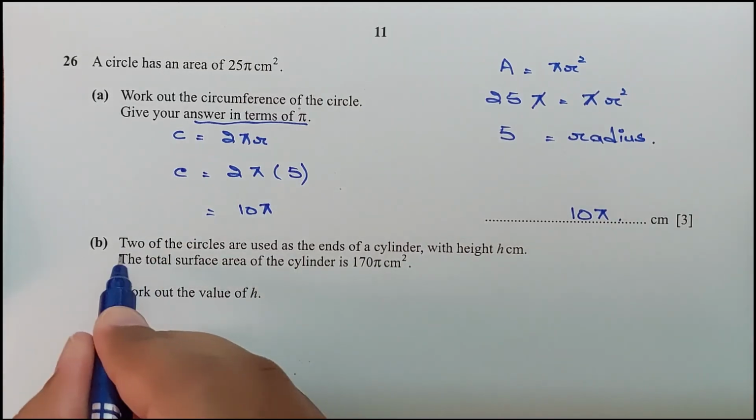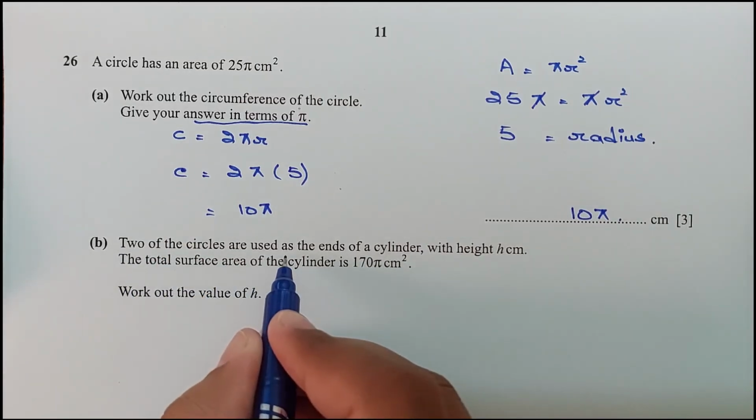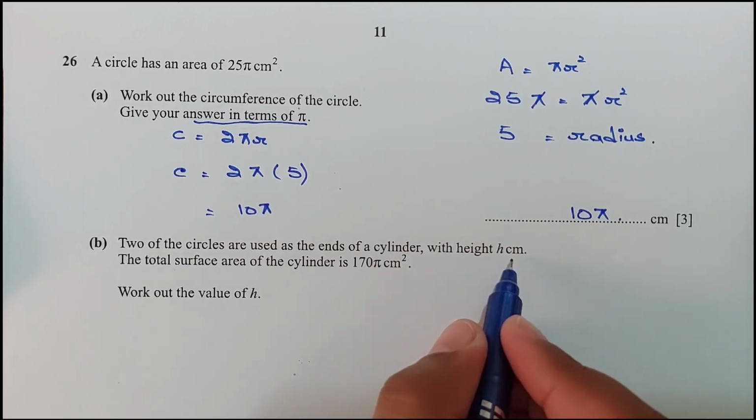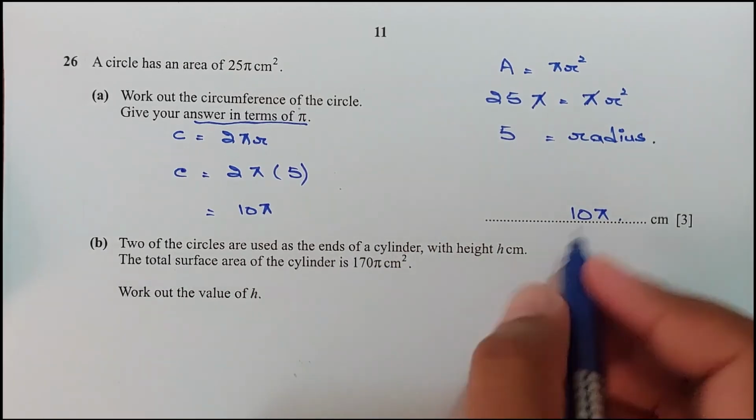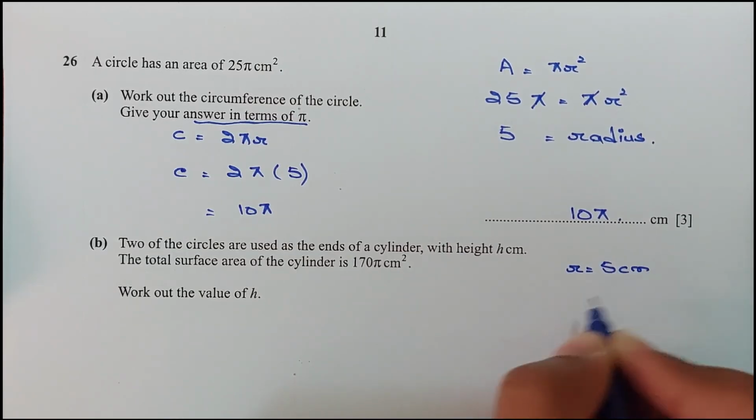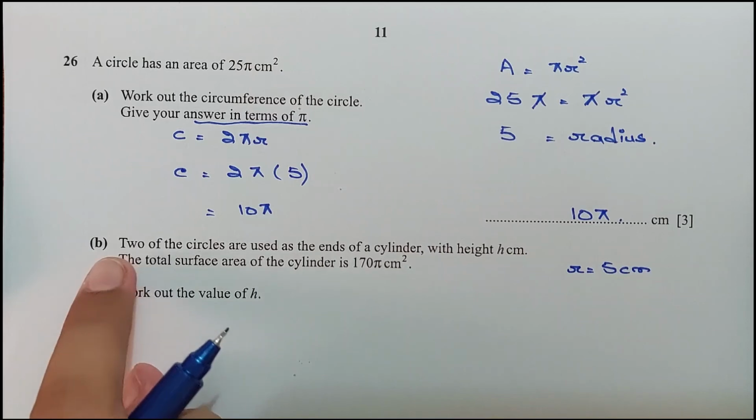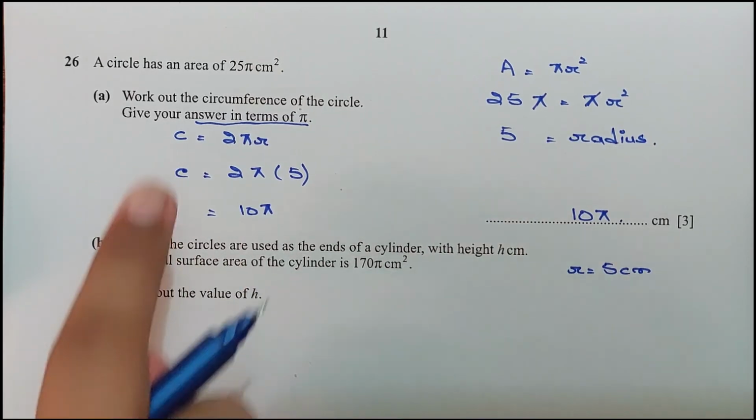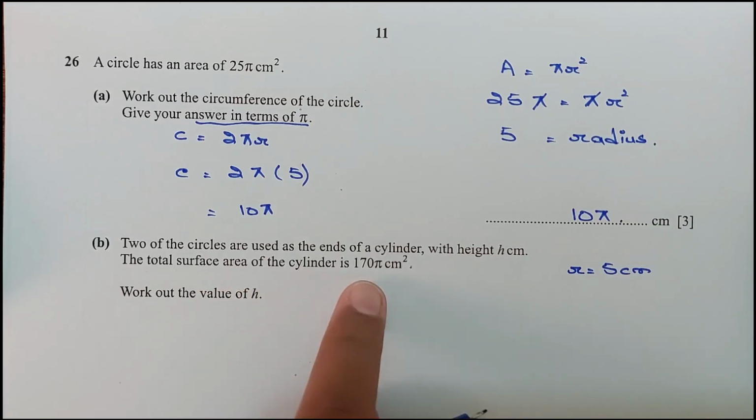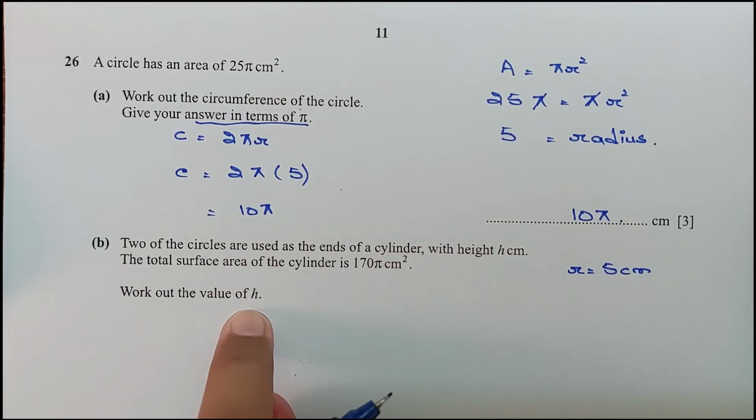Okay, now part B. Two of the circles are used as the ends of the cylinder with the height h centimeters, right? And the radius is 5 centimeters. The height is h centimeters, right? Because there are two of the same circles. The total surface area of the cylinder is 170 pi centimeters squared. Work out the value of h, right?